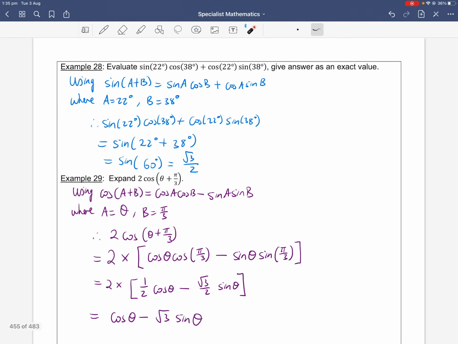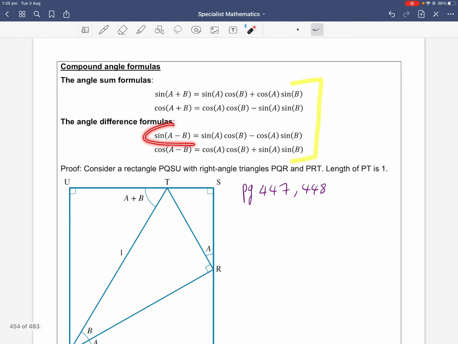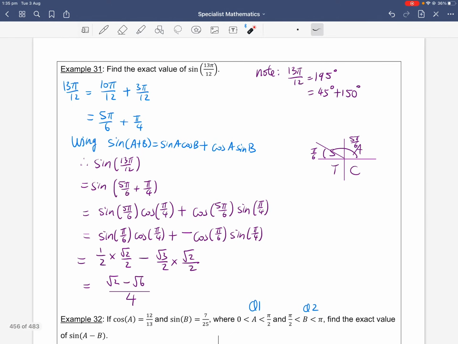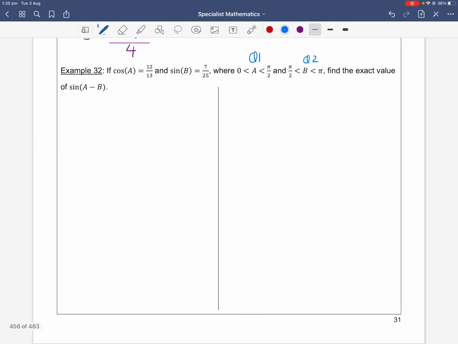So it says here sine of A minus B, which means if we look at the formula, A minus B, we need to work out individually what sine A, cos A, and cos B, sine B are. So this is where we do what we did last time and use the Pythag identity, that sine squared plus cos squared equals 1.